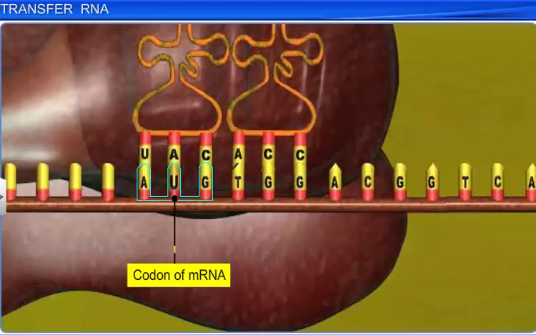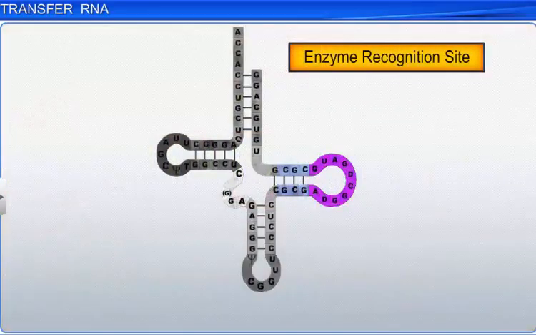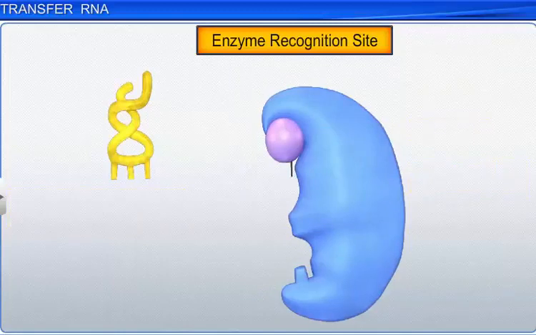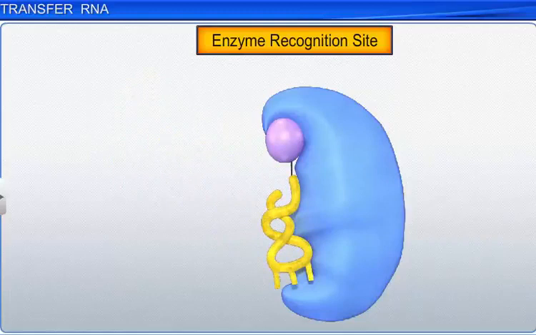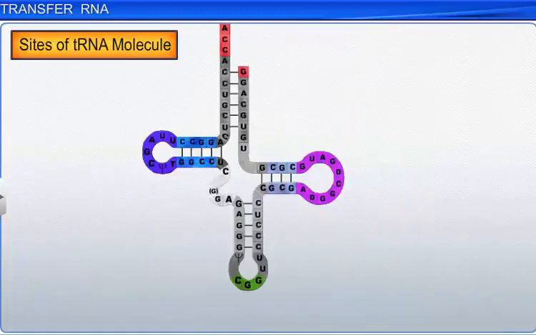Apart from the anticodon site, a tRNA molecule also consists of an enzyme recognition site, also known as the D-arm or dihydrouracil loop. This particular site is the recognition site for amino acid synthetase enzyme, which helps the amino acid bind to the tRNA. Incidentally, this binding takes place at the 3' end of the amino acid binding site.